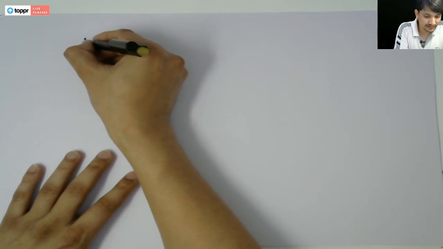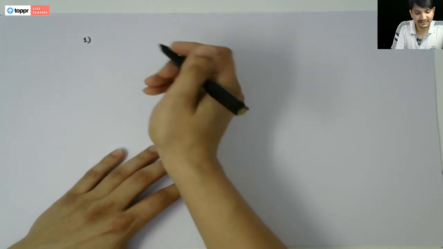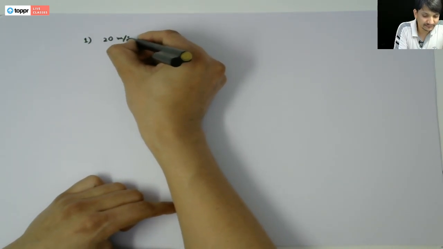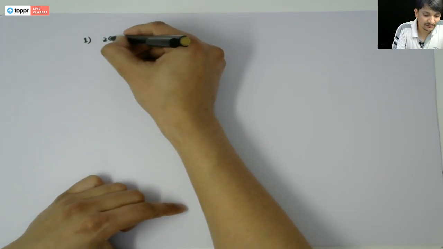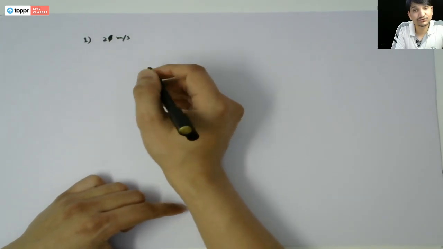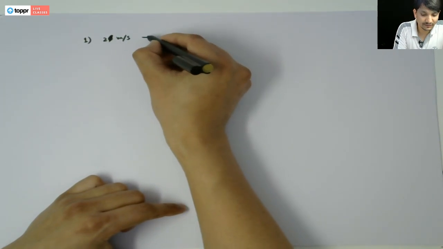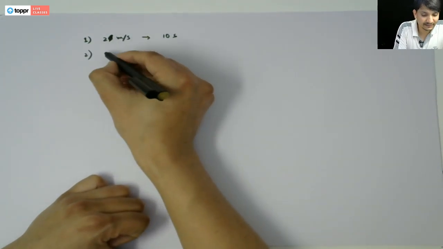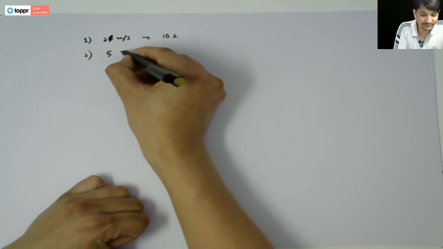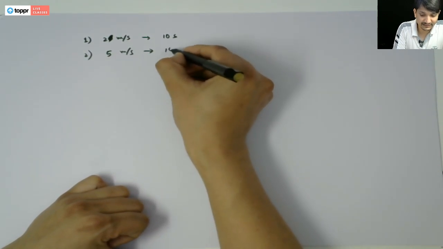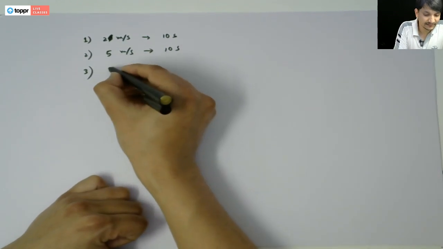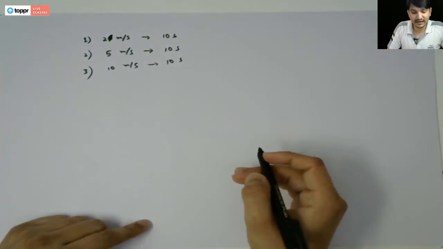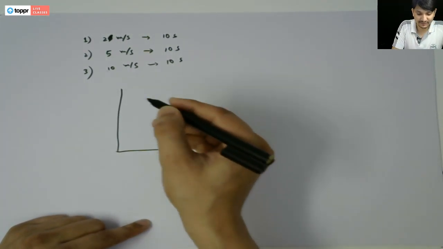Suppose I started moving at a speed of 20 meters per second. This is quite a high speed, so let's change it to 2 meters per second for about 10 seconds. Then we increased our speed to 5 meters per second for again 10 seconds, and then 10 meters per second for 10 seconds. Let us try and mark it on our speed time graph.